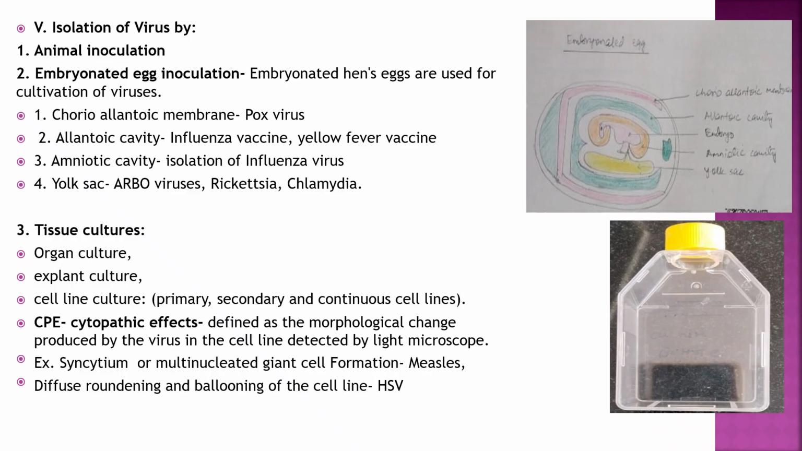These are morphological changes produced by virus in the cell line detected by light microscope. Example, syncytium or multinucleated giant cell formation seen in measles, diffuse rounding and ballooning of cells seen in HSV, herpes simplex virus.